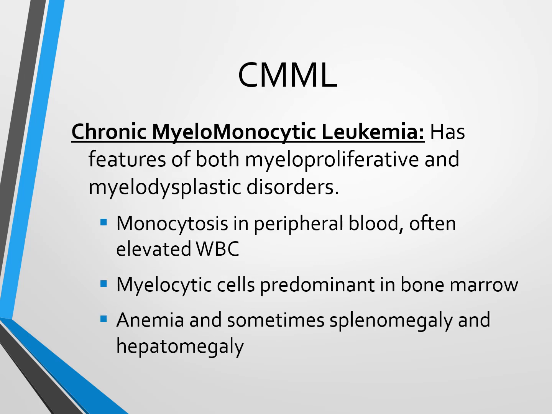Okay, so the CMML we talked about in our last lecture, again, chronic myelomonocytic leukemia. It does have both features of myeloproliferative and myelodysplastic disorders. So monocytosis is going to be seen in the peripheral blood along with an elevated white blood cell count. Not always, but a lot of times. We might see myelocytic cells that are prominent in the bone marrow. We're going to have anemia and sometimes splenomegaly and hepatomegaly. And remember, that's because of the proliferative aspect of this disease.